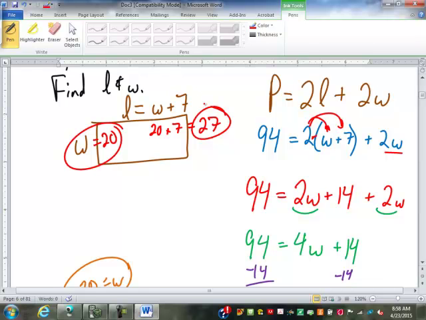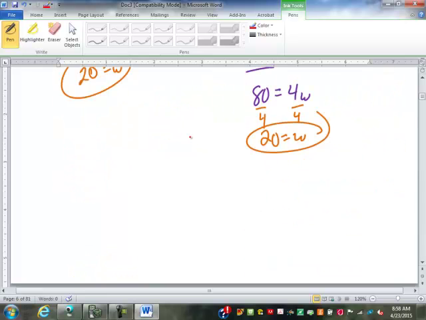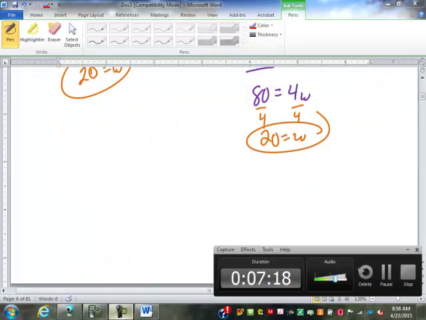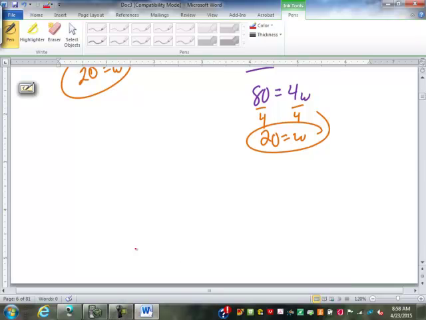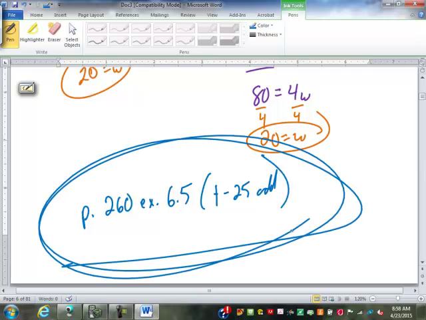What do you think? Not too shabby? Okay. Well, since the energy level is just shooting through the roof in here today, page 260, exercise 6.5, 1 through 25, the odd. That's it.